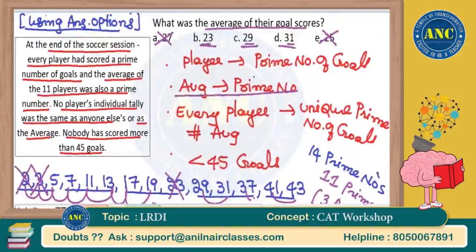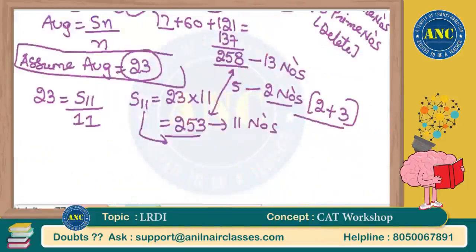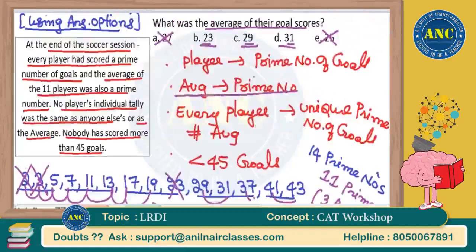In case you are getting it, tick mark it. In this case, you will not get it. So answer, average of the goal scores came out to be 23. Idea clear? First question. Second question. So what all numbers we eliminated? 2 we eliminated. 3 we eliminated.